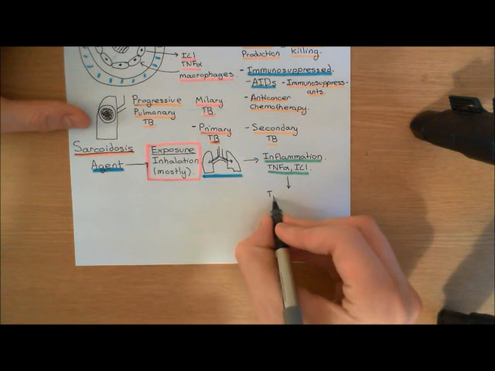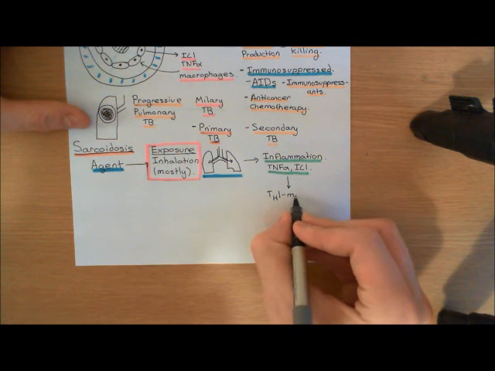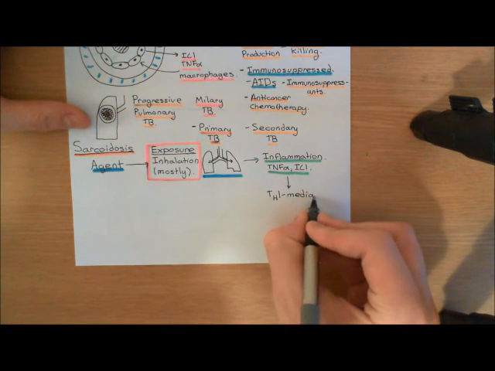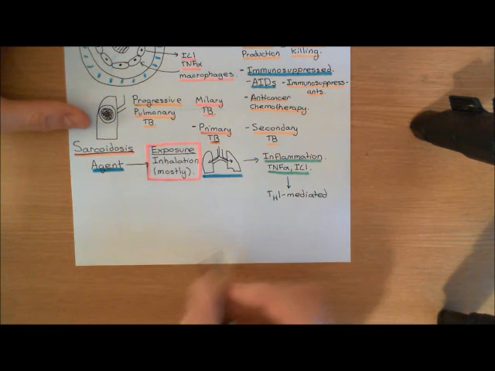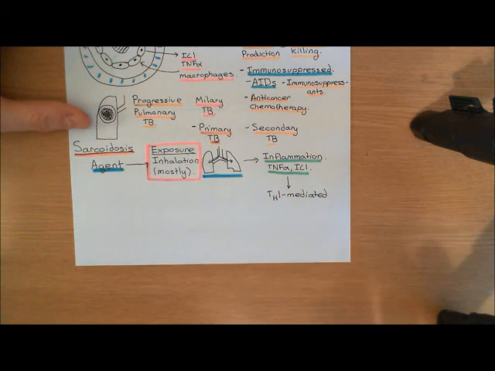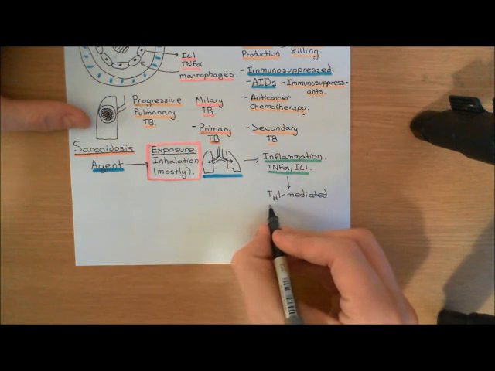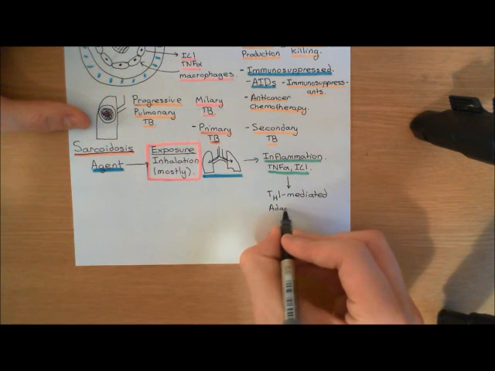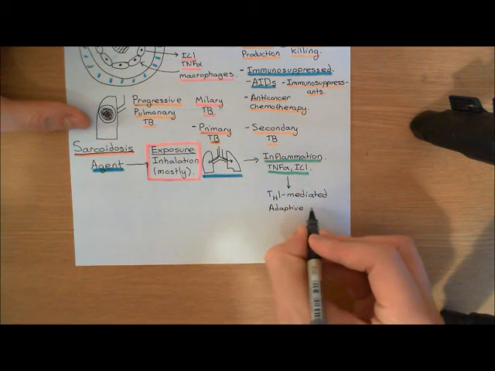We must get a T helper 1 mediated adaptive immune response. Now, why can I say that has to happen? Well, because the granulomas of sarcoidosis contain T helper 1 cells. They have to have come from somewhere. So we must get a T helper 1 mediated adaptive immune response initiated against our agent.